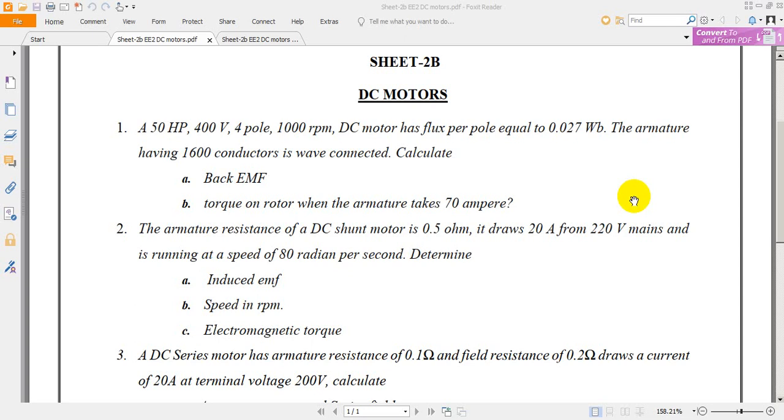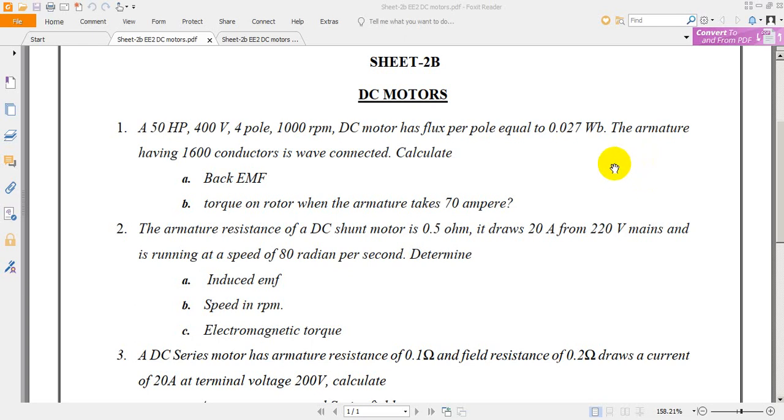Welcome to the second session of the tutorial part, sheet 2, problems related to the DC motors. In this session we are going to discuss the construction problem and also equivalent circuit problems.